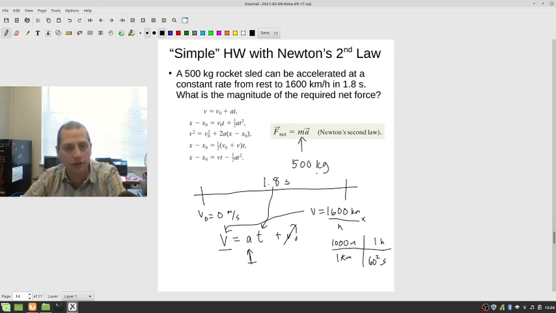And if you have kilograms times meters per second squared, that is going to give you newtons. 1 Newton is a kilogram times meters over seconds squared. Okay? So the magnitude of the required net force should be something in newtons.